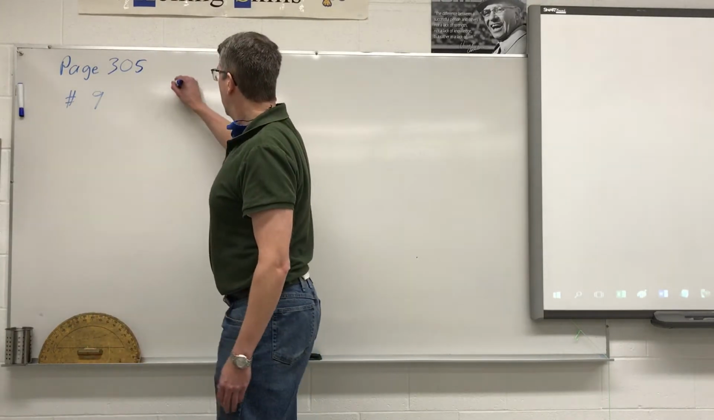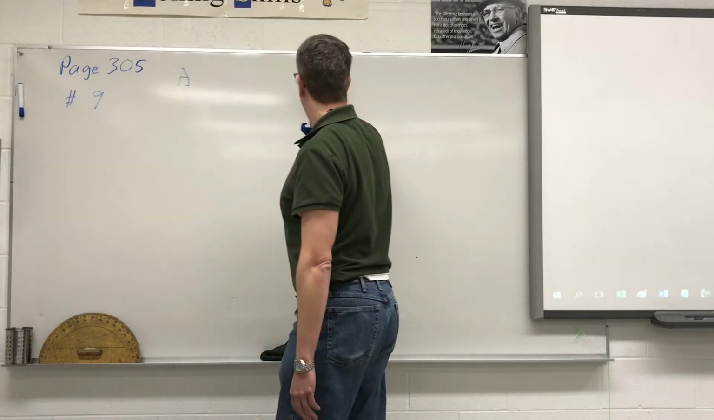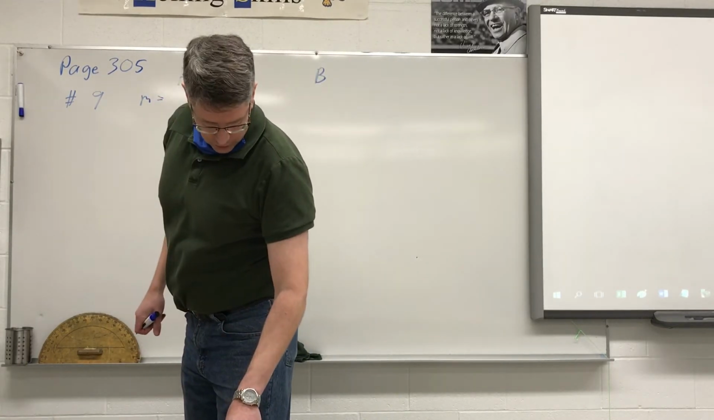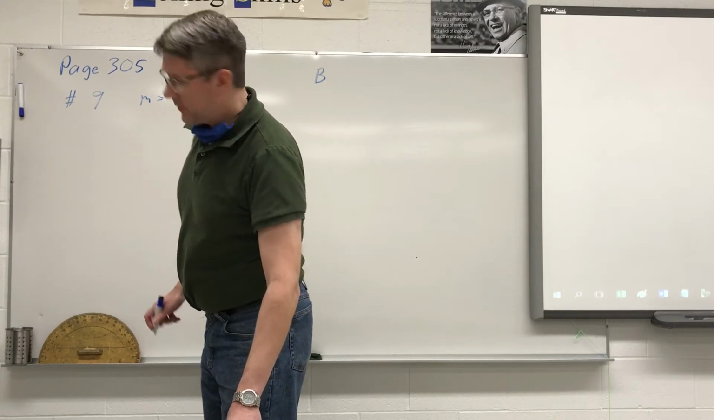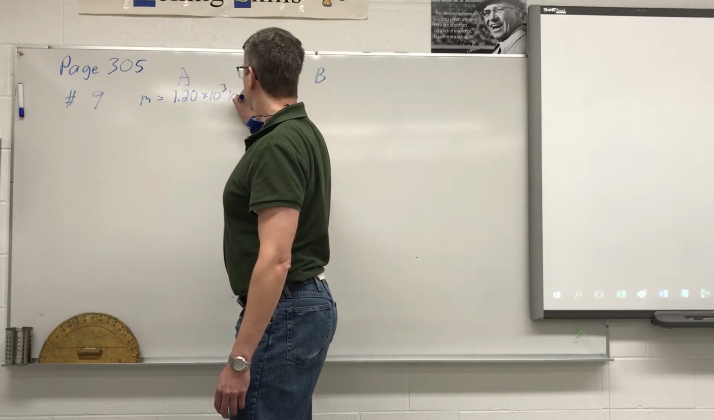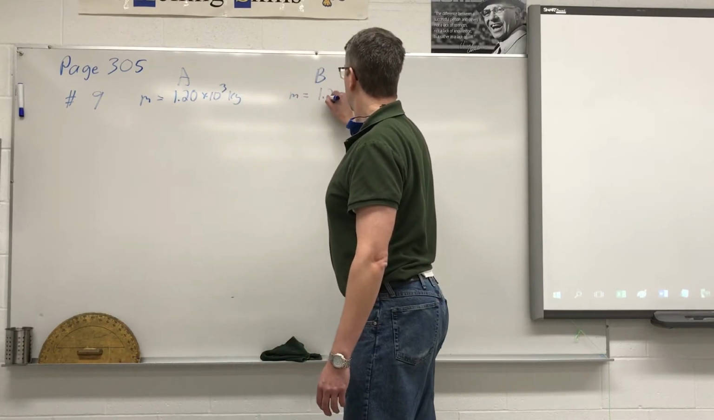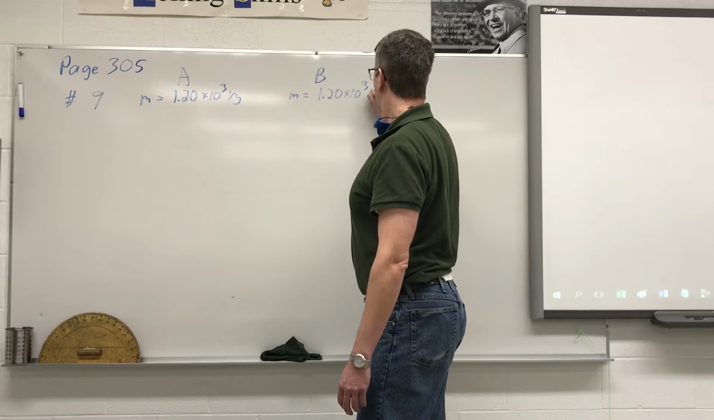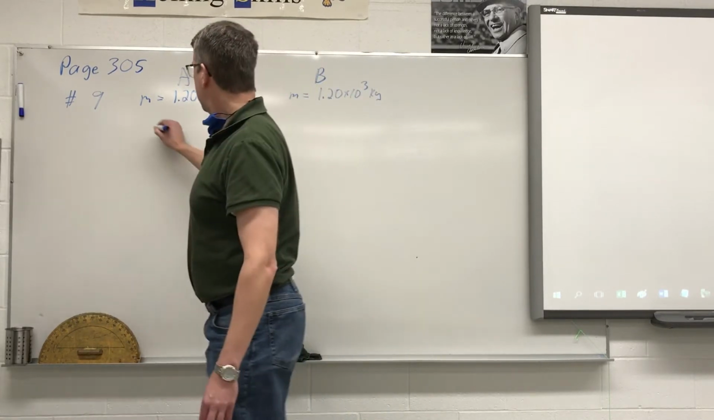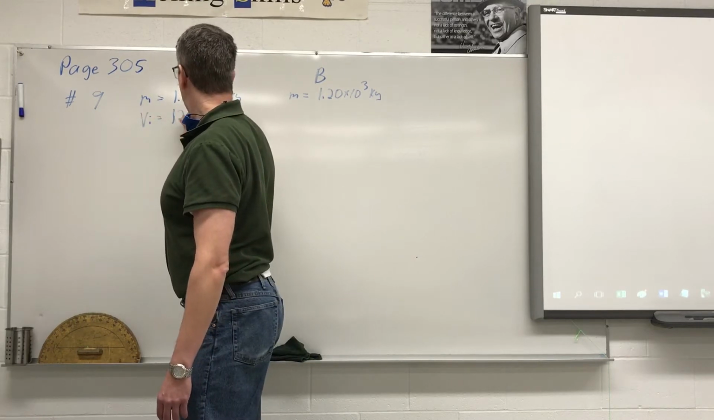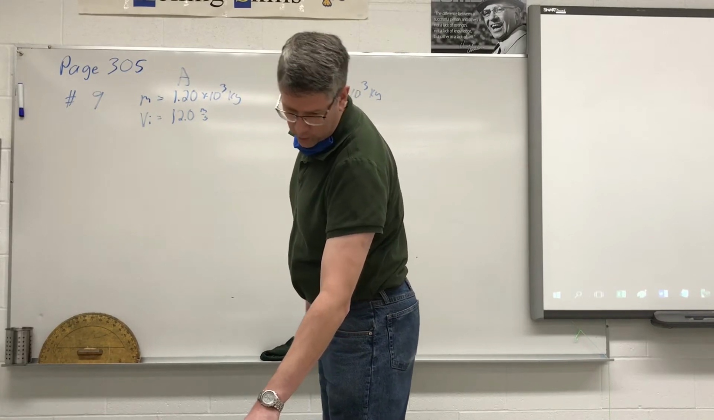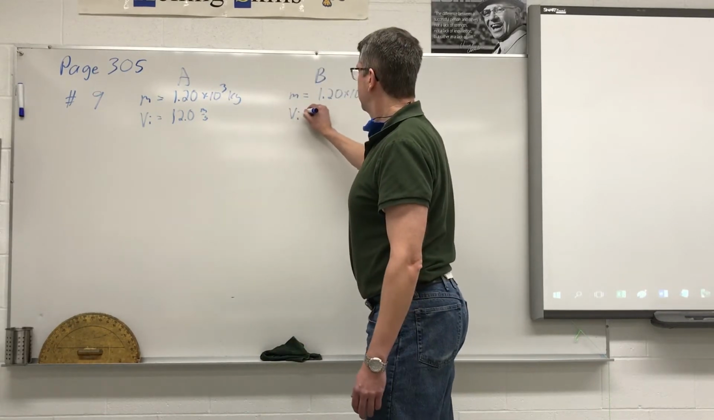So, we have two cars, A and B. The mass of each car is 1.20 times 10 to the power 3. Car A starts at 12 meters per second, so V initial is 12.0 meters per second, and car B starts at double that, 24 meters per second.